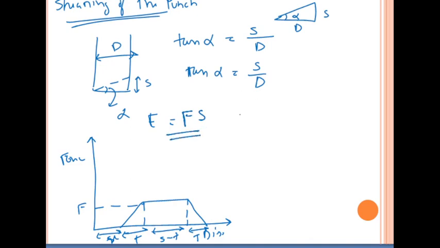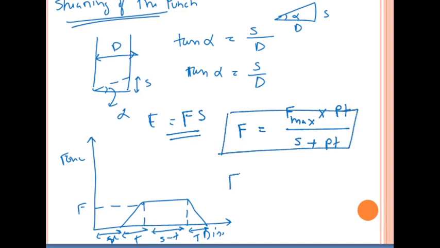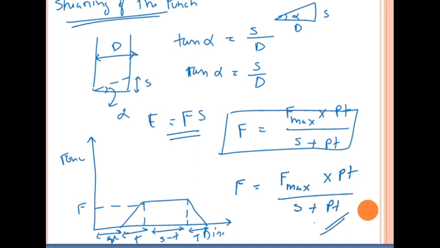Therefore, after providing a shear to the tool, the force required for punching out the hole will reduce, and the new force that we obtain is F is equal to F max into PT divided by S plus PT. This is the corrected formula. Let me write this again: F is equal to F max into PT divided by S plus PT. This will give us the force required for the punching operation. Okay, that's all for punching.